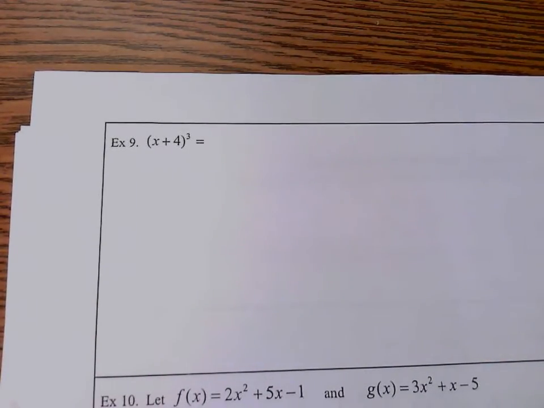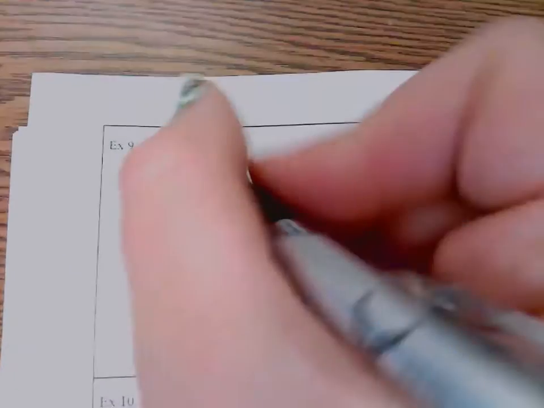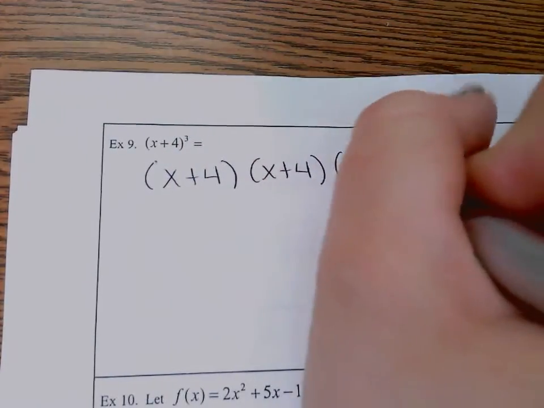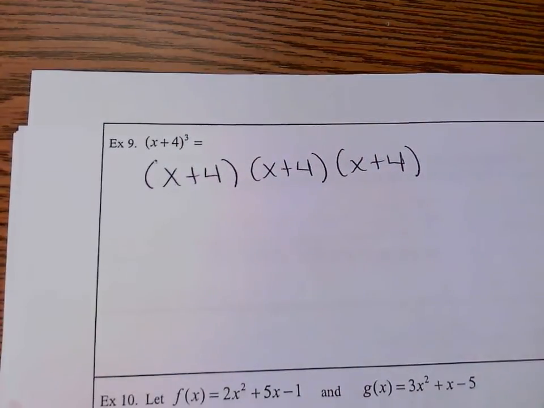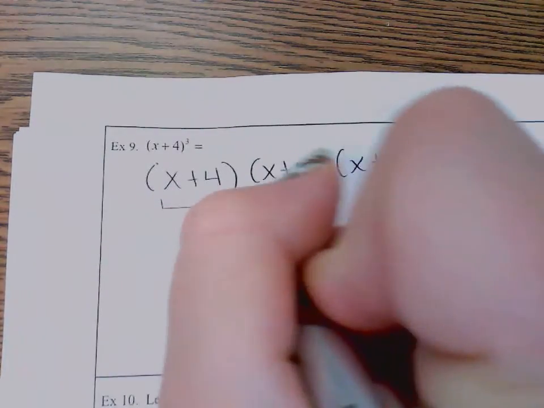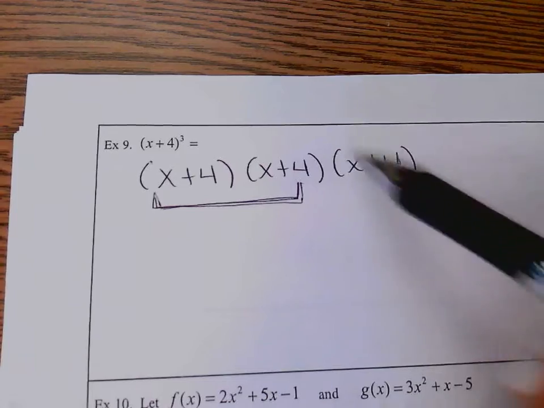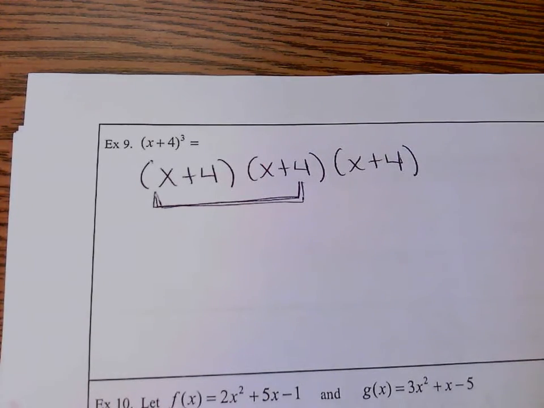Just write this one down. Maybe you'll like it. Maybe you'll want to do the box method. I'm going to do number 9 with you, and then I'm going to leave number 10 for you to try on your own, maybe the box method. I don't know. X plus 4 cubed. I'm going to write that out 3 times. All right, my first step is to do some FOIL. I have to do this first 2 together using FOIL, then I'll do the last one at the end.